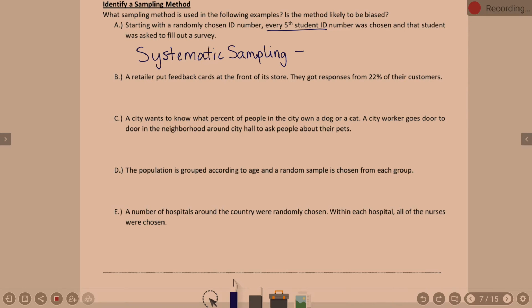Is this method likely to be biased? No? Seems pretty random, doesn't it?